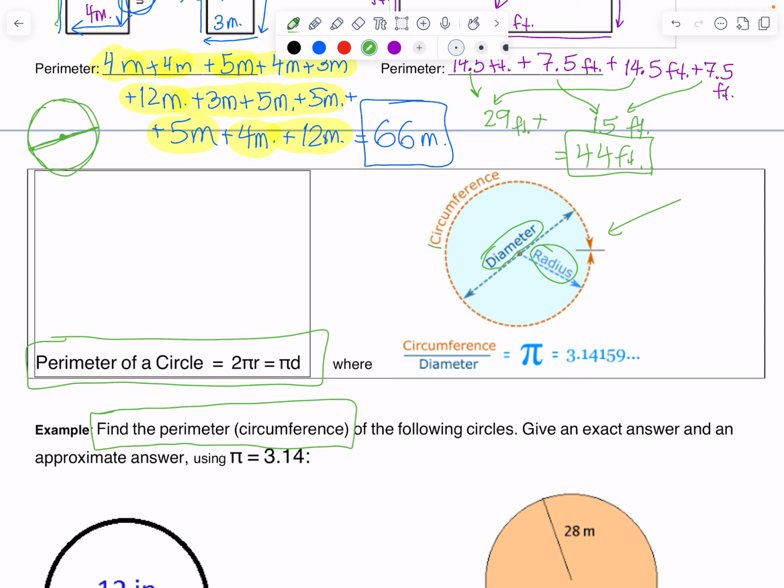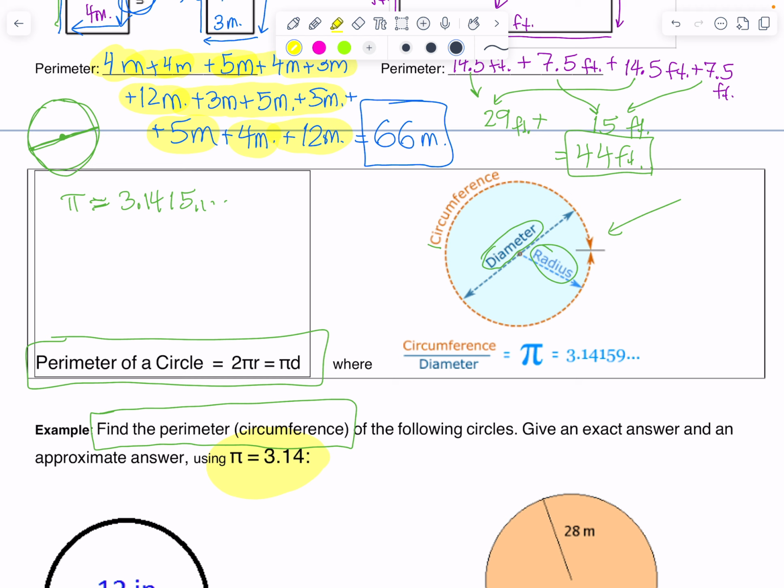You've seen this number pi before. Pi is that decimal that goes on forever. It's 3.1415, it goes on, but just for our purposes here, just to keep it simple, I'm going to use pi as 3.14. We don't have to go too crazy with it.